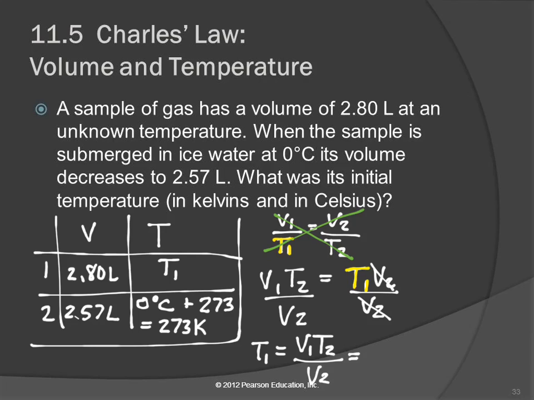V1 is 2.80 liters, and T2 is 273 Kelvin. And that's divided by V2, which is 2.57 liters. Then I look at my units. I've got liters and liters, those cancel out. I'm left with Kelvin, which is a unit of temperature, so that's a good thing. So I do the math, and I've got 2.8 times 273 divided by 2.57. And that should have 3 sig figs.